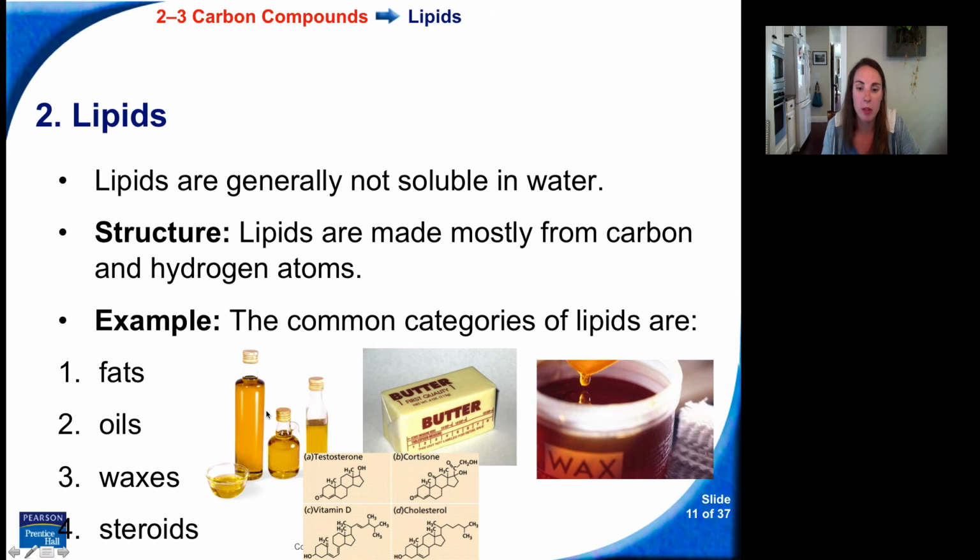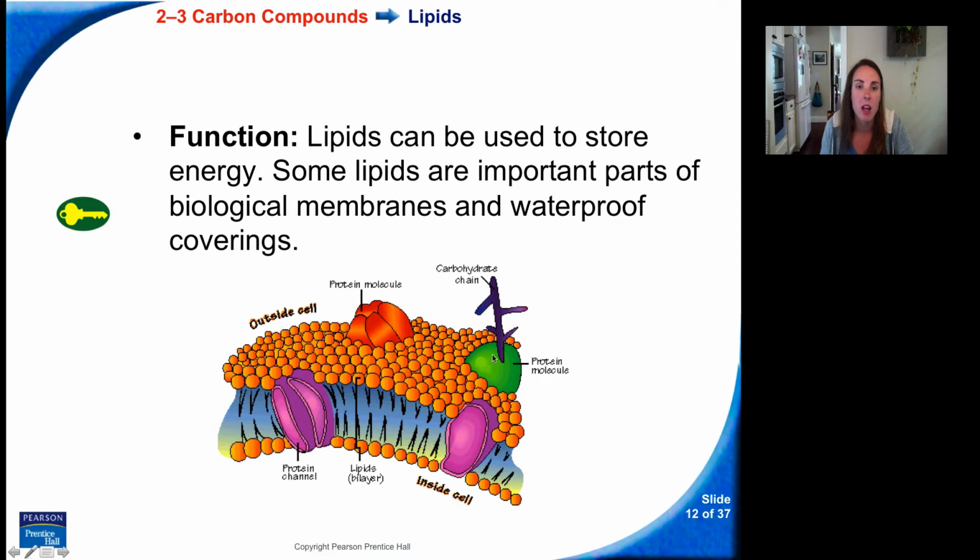So oils you're familiar with, fats like in butter, there's fat in oils as well, wax, and then these are different types of steroids: testosterone, cortisone, cholesterol, vitamin D, all different types of steroids, which are examples of lipids. So the main function of lipids, they can be used for energy. So fat can be broken down to use for energy.